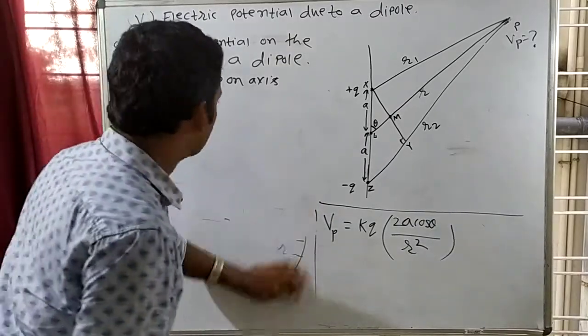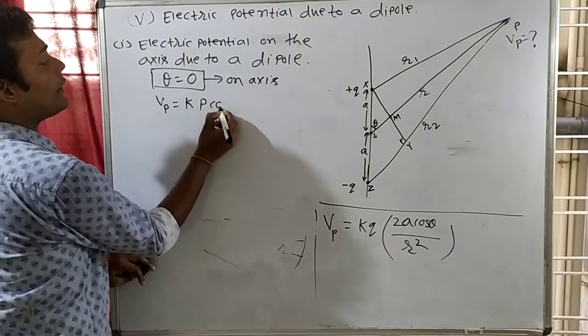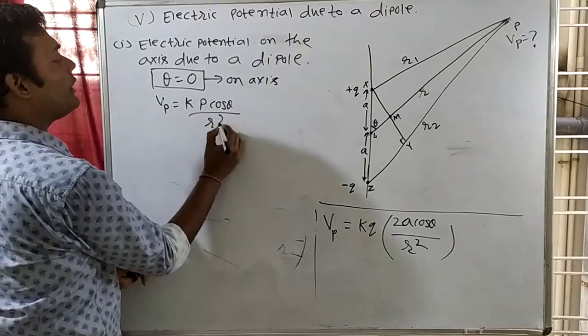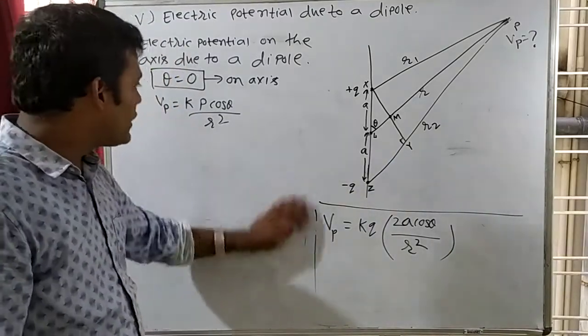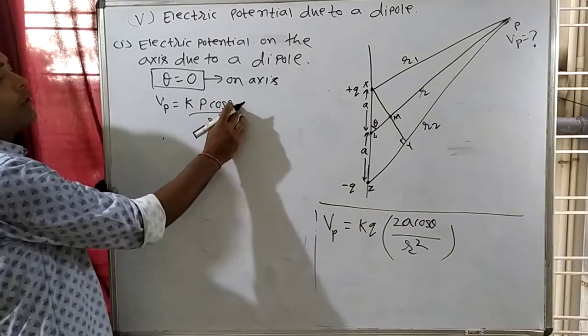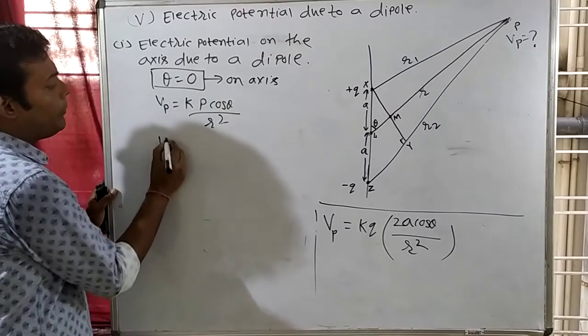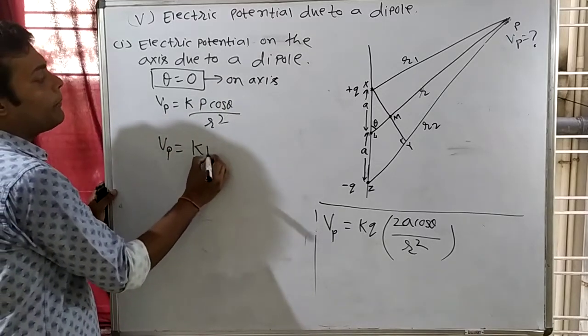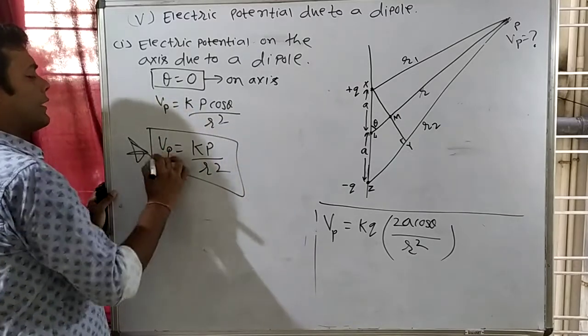If theta is 0, what is Vp? Vp is Kp cos theta by r square. When theta is 0, cos 0 is 1. So Vp will become Kp by r square. So this formula is for the potential on the axis.